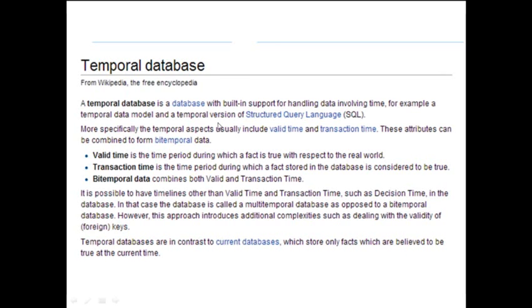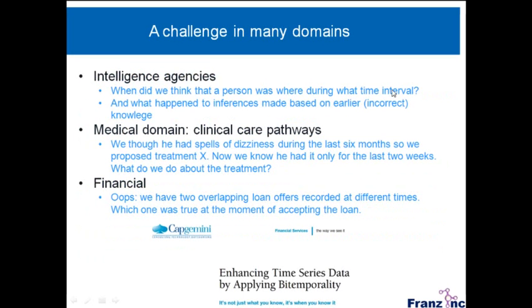Well, it's important in intelligence agencies. When did we think that a person was where during what time interval? And what happened to inferences made based on earlier incorrect knowledge? So this is one area where this is important. Or you might look at the medical domain. We had a patient with a spell of dizziness during the last 6 months, so we proposed treatment X. Now we know he had it only for the last 2 weeks. So what do we do about the treatment?